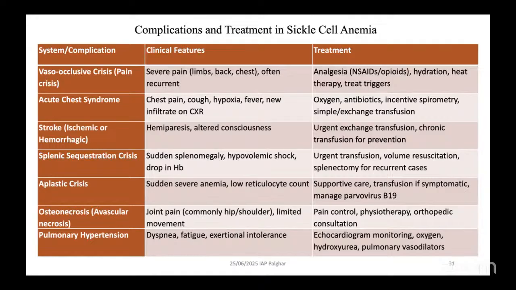Avascular necrosis, it needs physiotherapy, pain control, and orthopedic consultation. And pulmonary hypertension usually develops in those patients who have chronic anemias. So these are also candidates for transfusion program, but under monitoring.